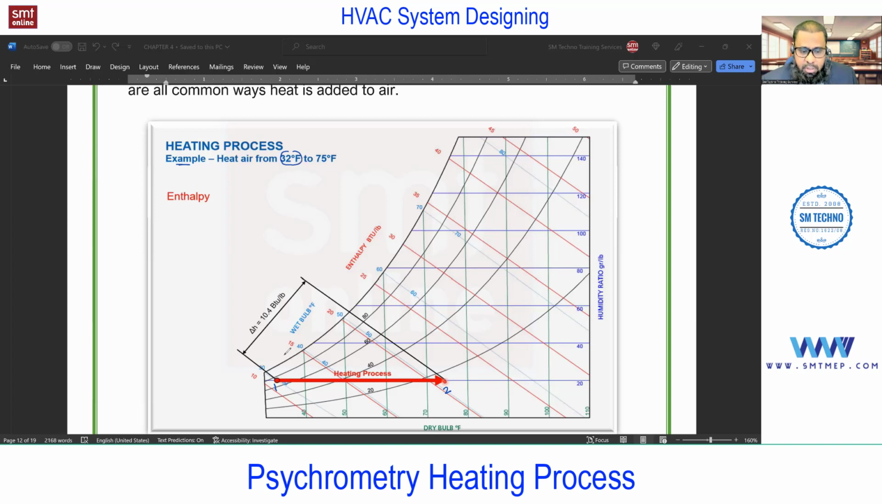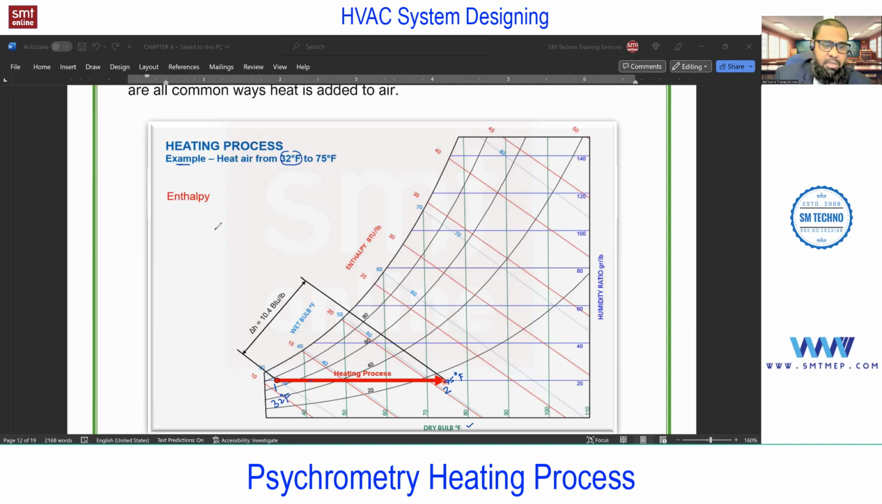So the starting point 1 is 32 degrees Fahrenheit, and I'm going to add heat, and I'm looking for an end result of 75 degrees Fahrenheit. This is my requirement. So you can see on the psychrometric chart, going from left to right is what we already discussed in the previous session: temperature increase. You see this scale increases horizontally, and you'll find vertical lines, but the increase in horizontal is the increase in dry bulb temperature.